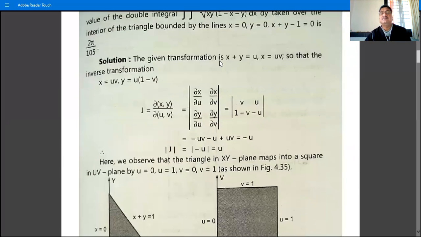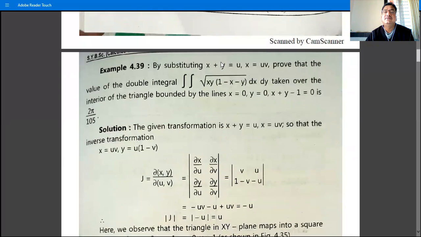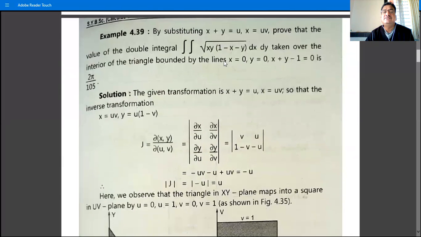So these are the problems of change of variable. Sometimes the substitution is given. By substitution, x plus y is equal to u and x is equal to u into v. Prove that the value of the double integral taken over the interior of the triangle bounded by the lines x is equal to 0, y is equal to 0, x plus y is equal to 1 is 2 pi divided by 105. That is why we change the variable, and the substitution is given.